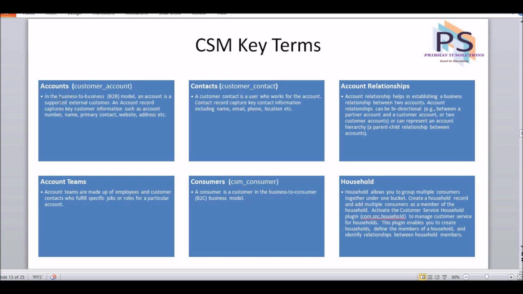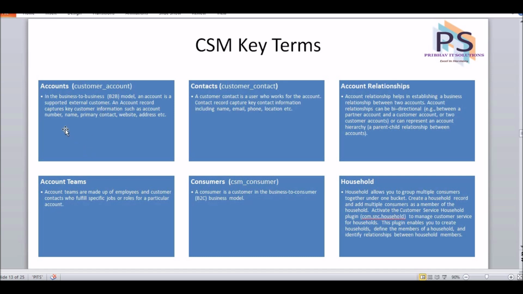Accounts. What is an account? An account is the external customer who has bought our product for their own use. An account can have multiple employees in it, and whenever any company is using our services, for example if I am a supplier selling a product to another organization, that organization is listed as an account. In ServiceNow, we have the table customer_account, where we need to maintain these account details.